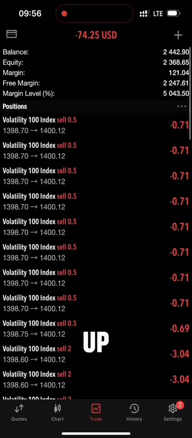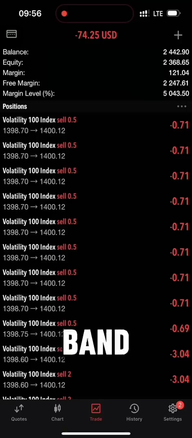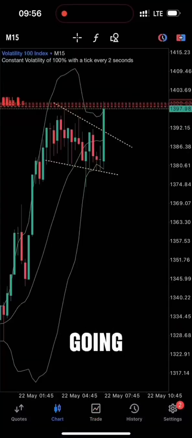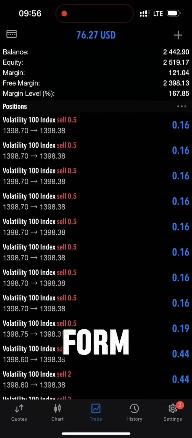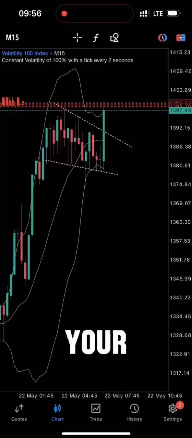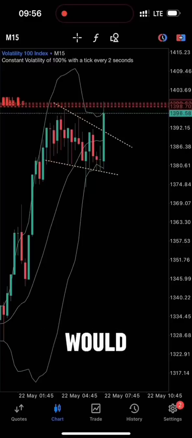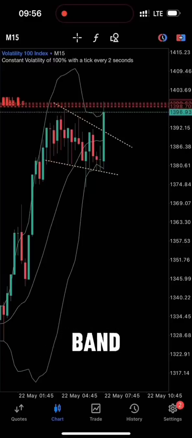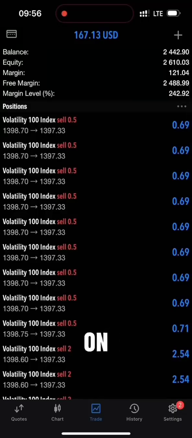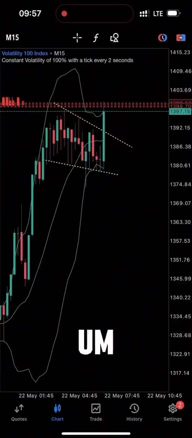So when it went up, it touched the top Bollinger Band, meaning that it's going to sell on the next candle, which is going to form. So the next thing you can do is to hold your profit and hold your ground, because we are trading a pullback here. After it touches the top Bollinger Band, then we get on the second candle.